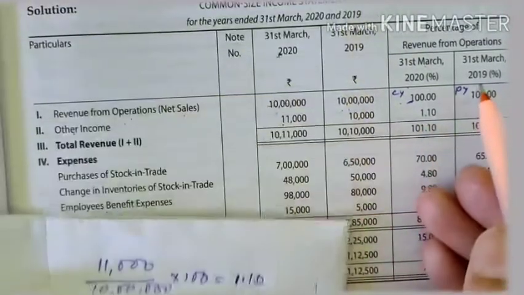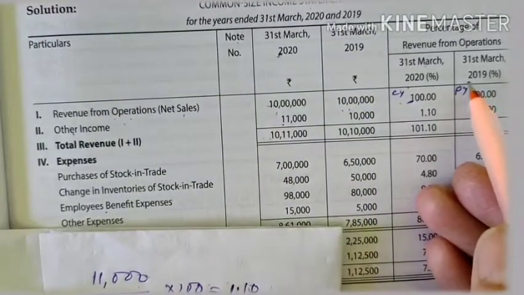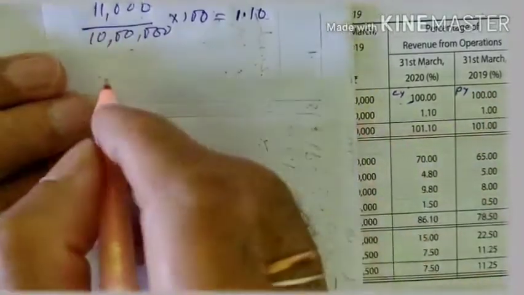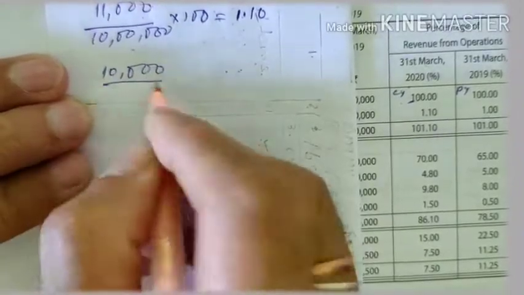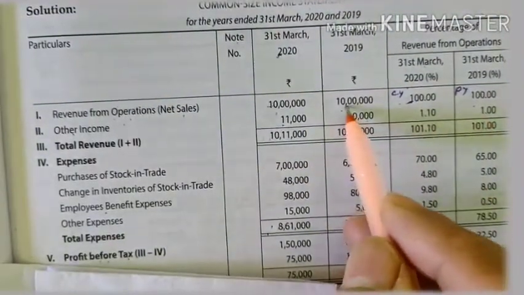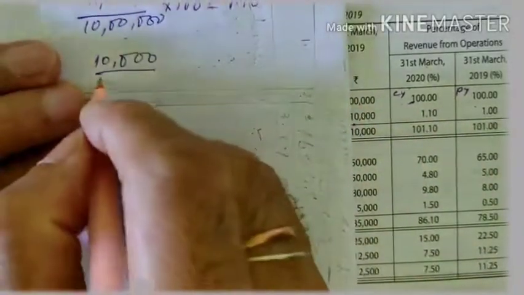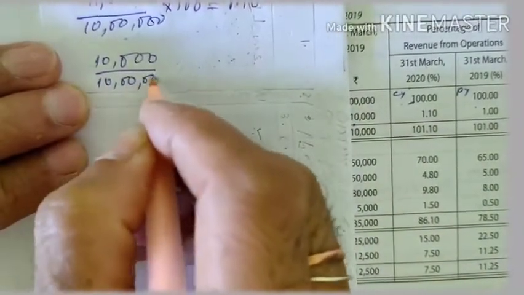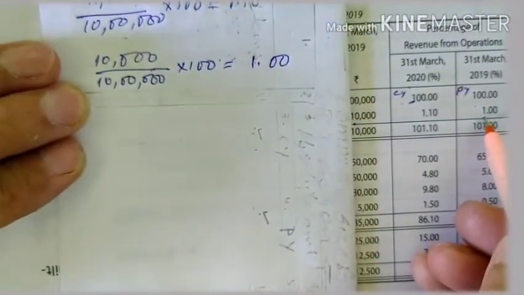Similarly for 2019, previous year, the value is 10,000. So you will have 10,000 here. And the revenue for 2019 will be your 10 lakhs. It is again the same. The amount may be different in some questions. Into 100 will give you 1%. So here you have 1%.